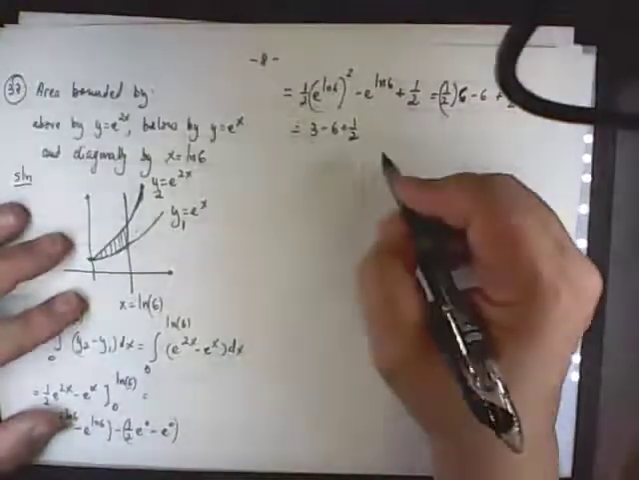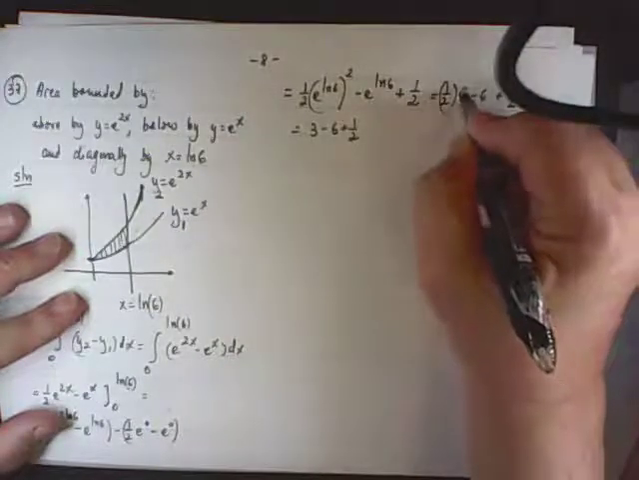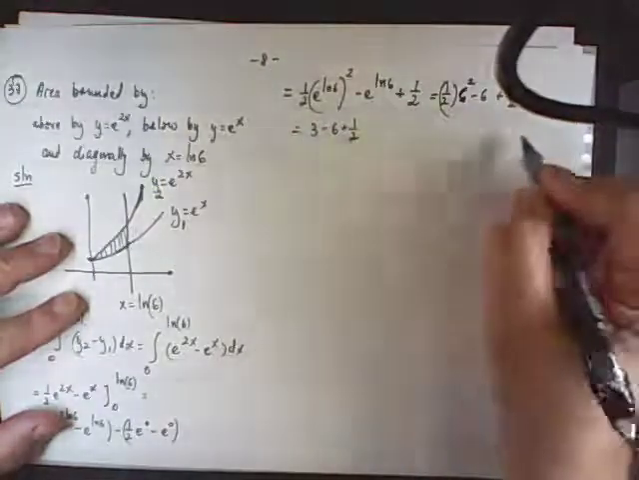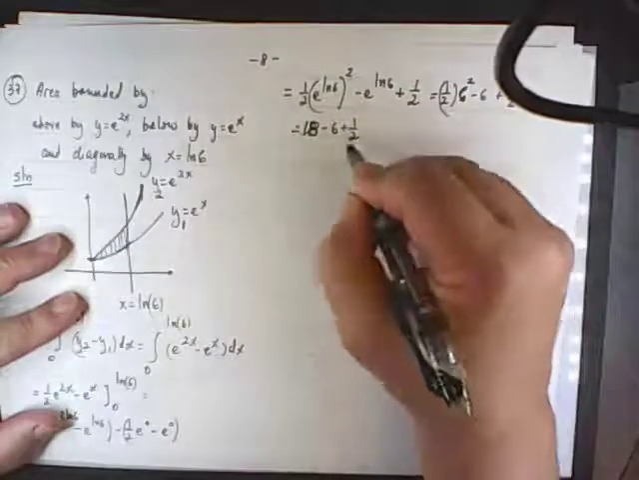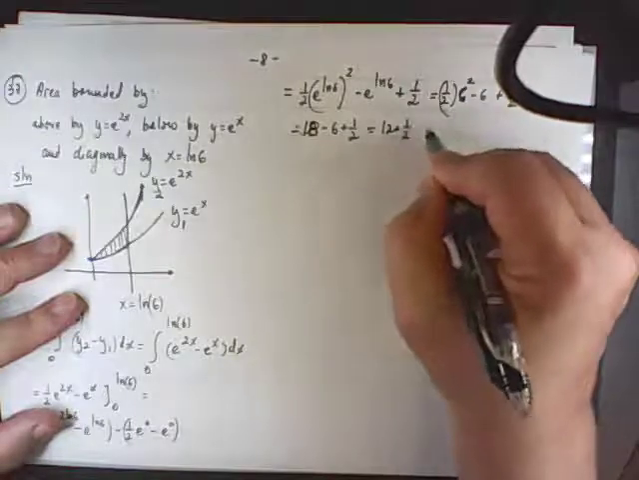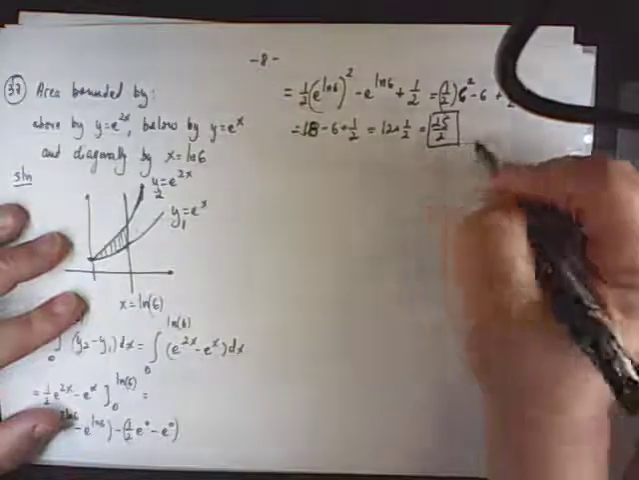Don't we have to square the 6? Yes, you square the first 6, that's 36. So 1/2 of 36 is 18, thank you. Minus 6, so we have 12 plus 1/2, or 25 over 2. Is this the answer? Yep.